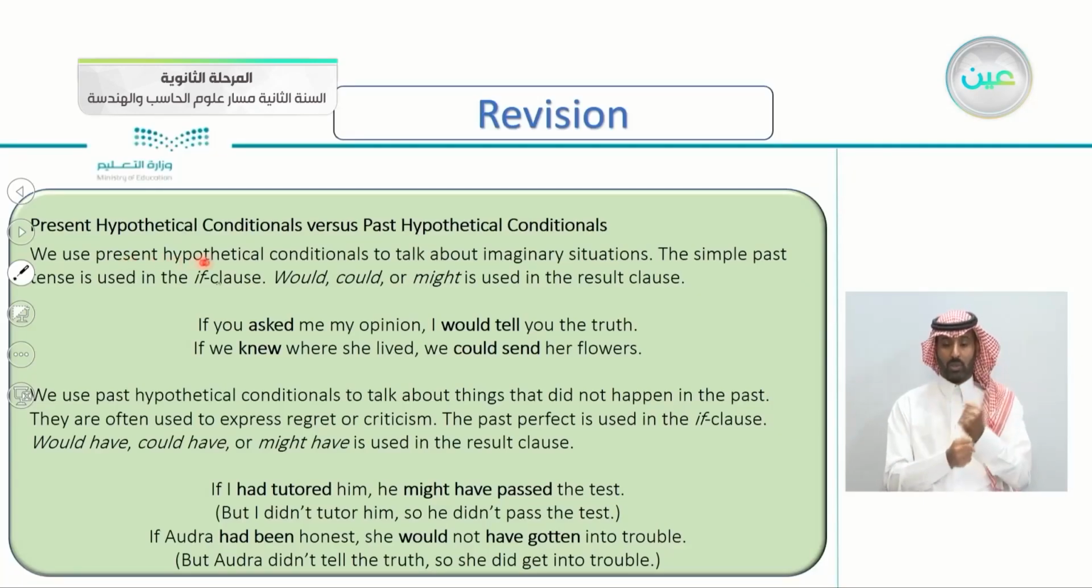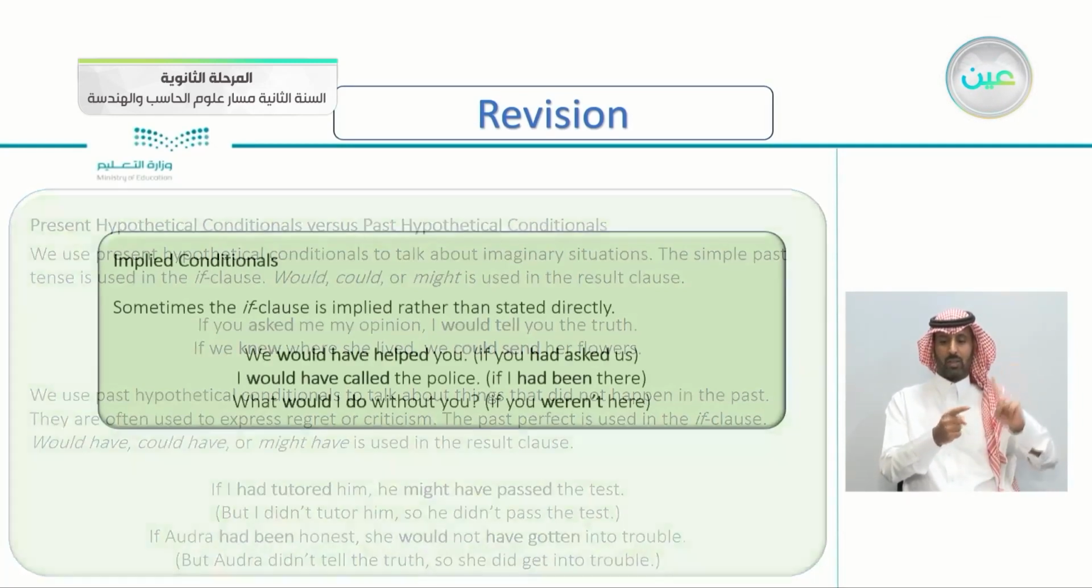We use the present hypothetical conditionals to talk about imaginary situations. We use the simple past in the if clause, and in the result clause, we use would, could, or might. On the other hand, the past hypothetical conditionals are used to talk about things that did not happen in the past. We use it often to express regret and criticism. We use the past perfect in the if clause, and in the result clause, we use would have, could have, or might have.